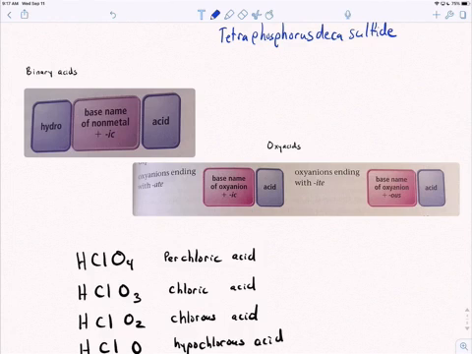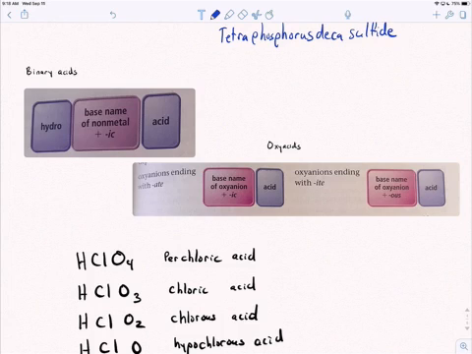So now we're going to move on and talk about acids. For binary acids, so how many elements are in binary acids? 2. Binary, bi means 2. So hydro, base name of the nonmetal, plus ic acid. So the base name of the nonmetal, like chlorine, so chlorine, chloric. So HCl, that's hydrochloric acid. So you say that word. It's HCl is hydrochloric acid.